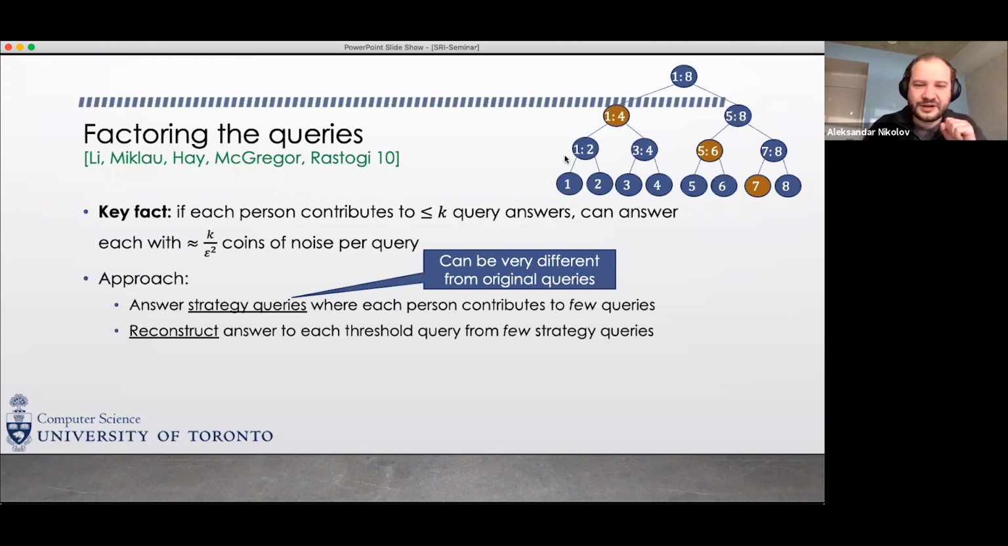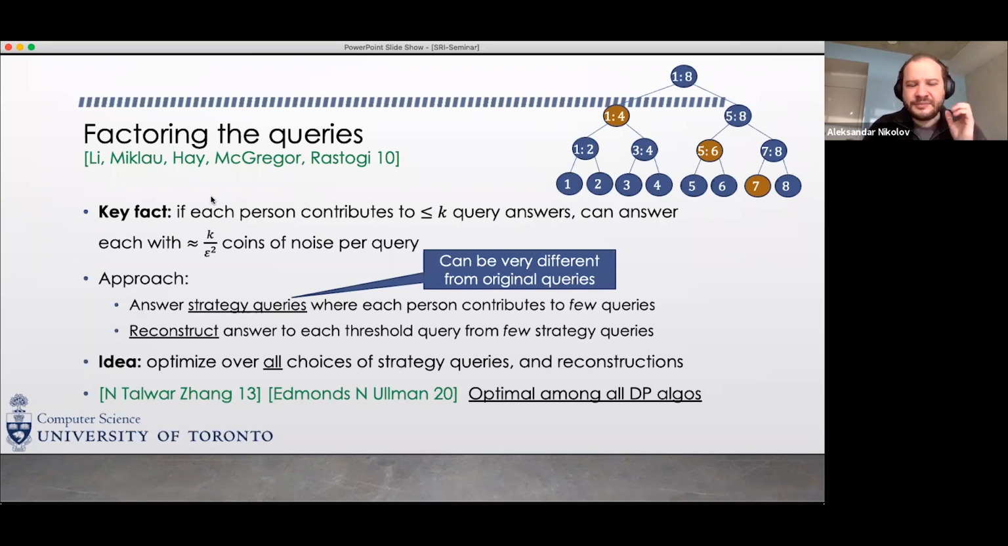I'll avoid that for now. I won't talk about this. But a nice insight of Li, McGregor, and Rastogi was that, in fact, okay, so now you can ask how to even come up with such strategy queries. Maybe this is some hard design question, but it turns out that you can really use algorithms to optimize over all choices of strategy queries and all ways to reconstruct from them. You can solve this as an optimization problem and really find the best way to carry out this strategy.